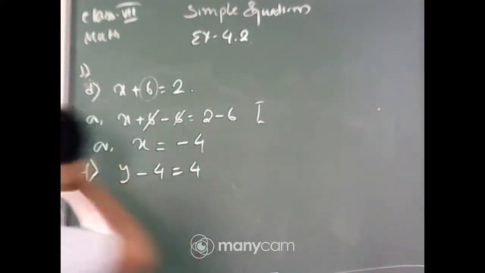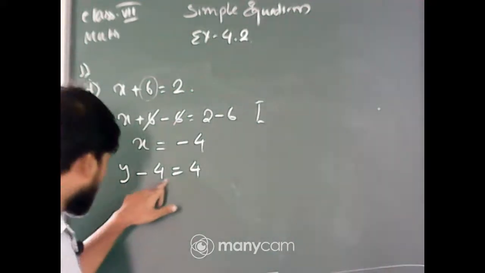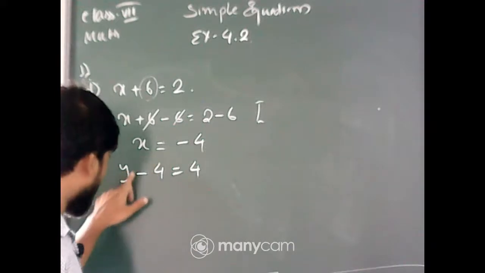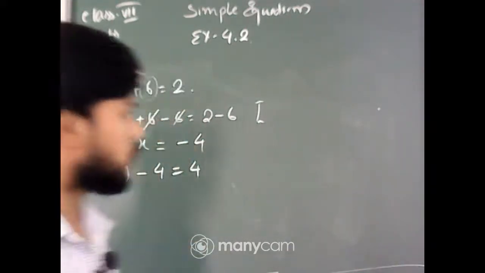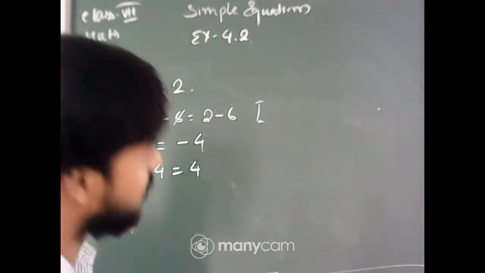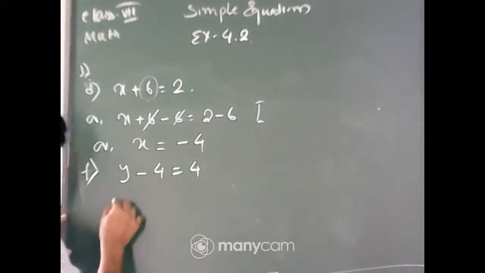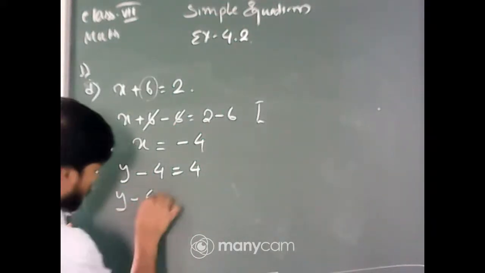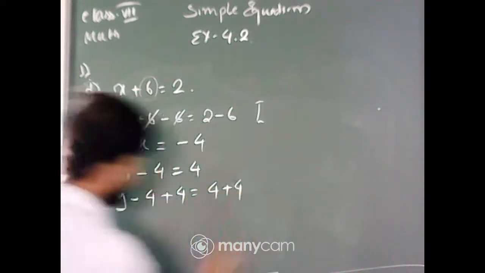Now, look, this is the equation with the variable y, and on the left hand side there is a term minus 4. So, we have to remove this minus 4. So, what do we have to do, tell me? Yes, very good. We have to add 4 to both sides. So, adding 4 to both sides, we have 4 plus 4.